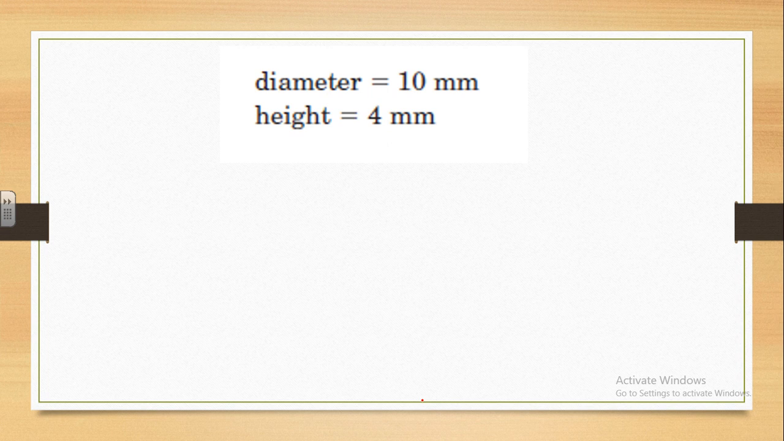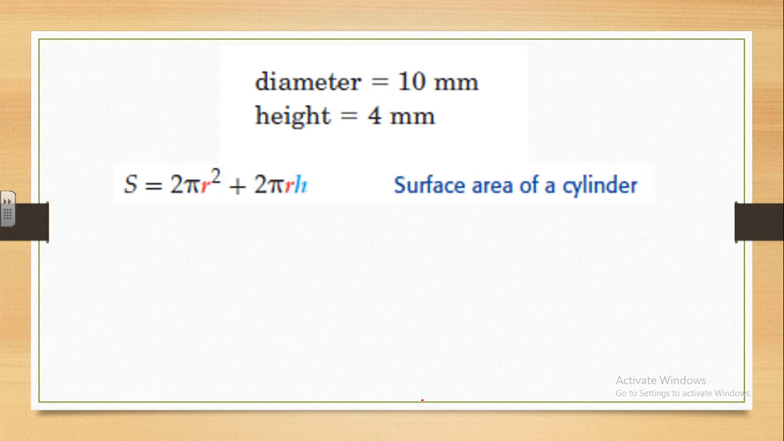Okay, you ready? First of all, let's write the rule. Surface area of cylinder is equal to 2 pi r power 2 plus 2 pi r h. First, we have the height, but if we look carefully, we don't have the radius. Here he gave you the diameter. So, can one of you tell me how I can find the radius? I'm waiting for your answer.